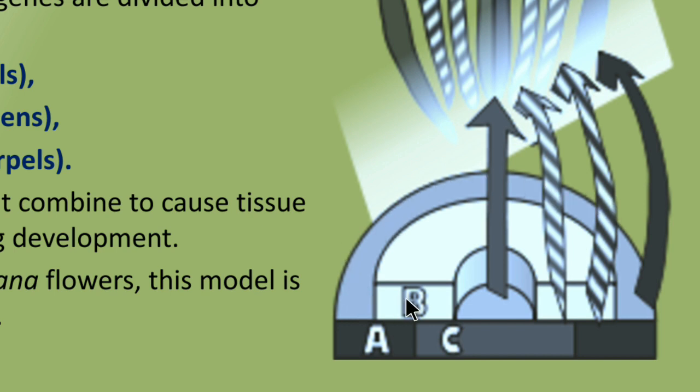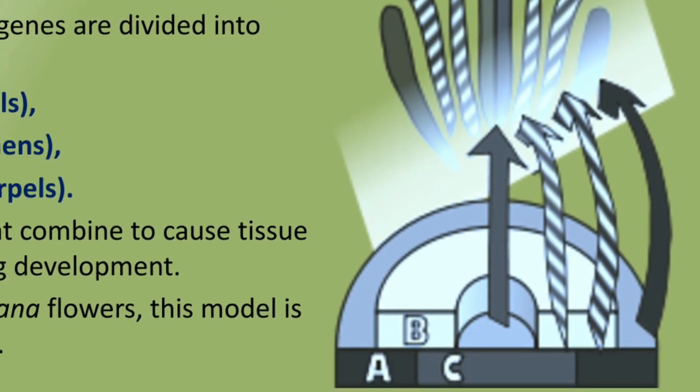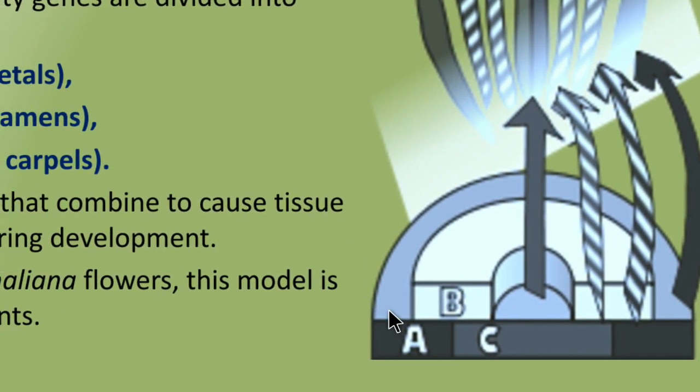Class B gene will be responsible for the development of the second whorl and the third whorl, third whorl in the sense stamens, second whorl in the sense the sepals. But the class A gene is going to influence the development of the class B gene, third whorl, that is the sepals, and class C genes will be responsible for the development of the fourth whorl, whereas it is going to get influenced by the class B gene third whorl development.